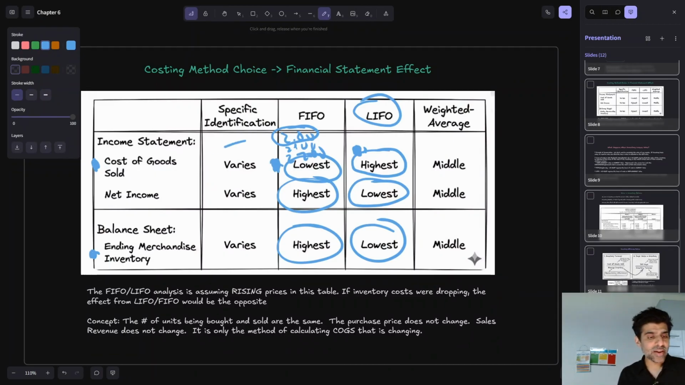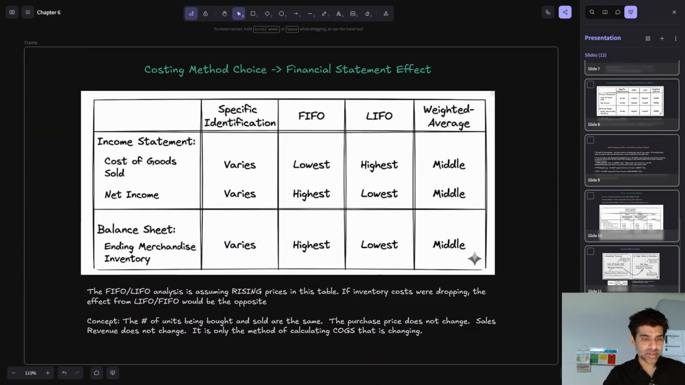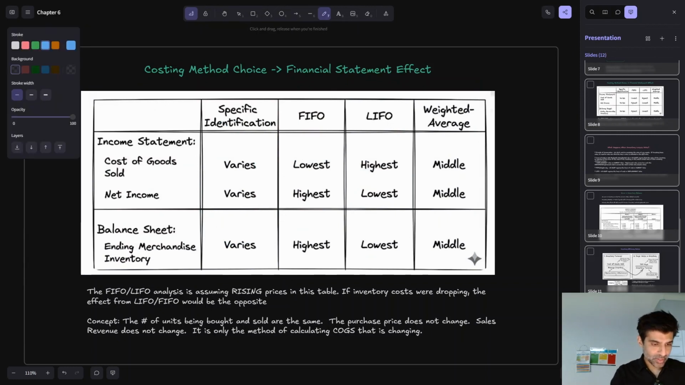Okay, specific identification varies because it's like you're gonna expense some high, some low. It's like you can't really say for certain because it depends on what specific items you sold. So you can't really say anything with specific identification. But between these three, the big assumption that makes this true is that prices are rising.